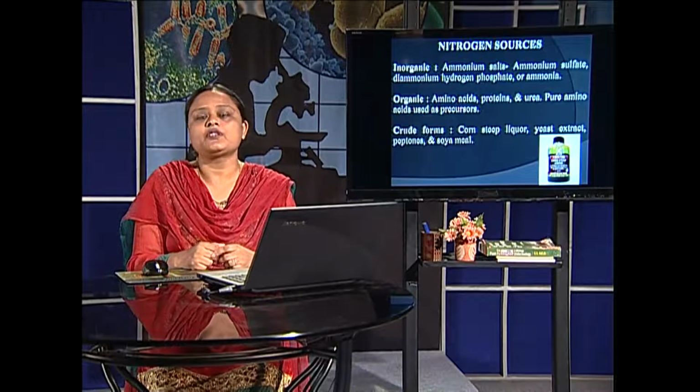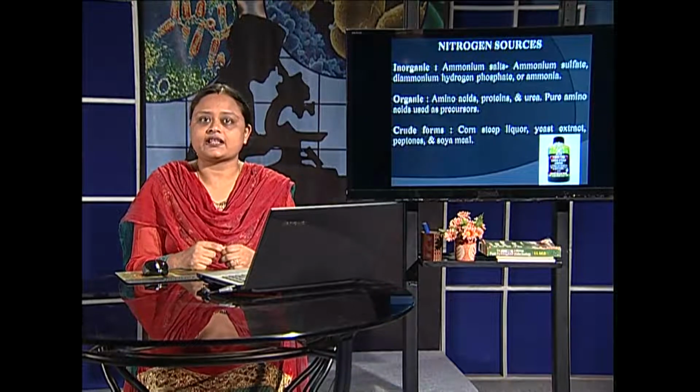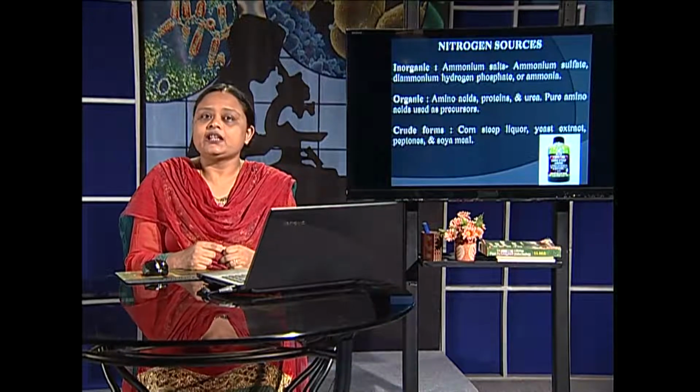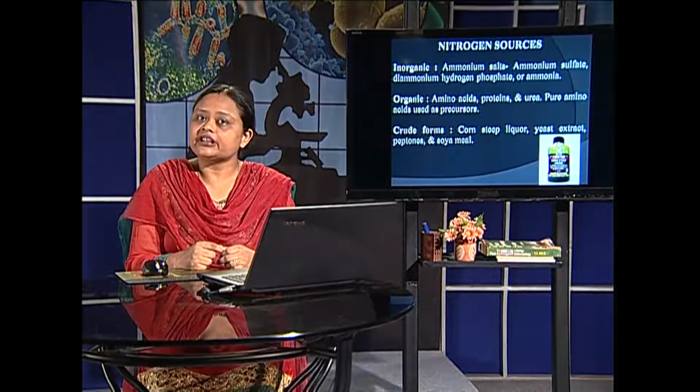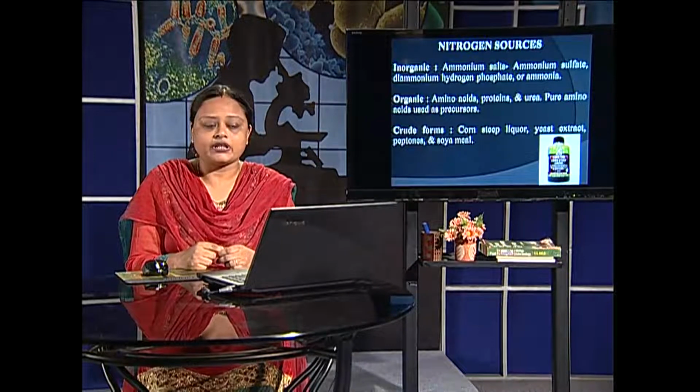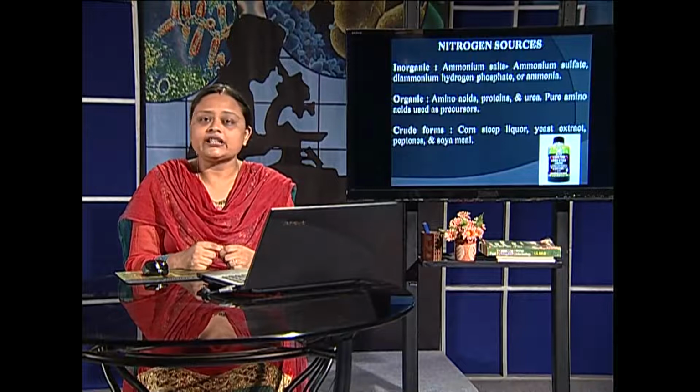Then we move on to the nitrogen source, the second in category. It can be in the inorganic form, organic form, or in the crude form. Now, inorganic and organic forms most often are used in the laboratory, and crude forms are generally used in industries. But if required, the inorganic and organic forms of nitrogen are also used in industries because nitrogen is required in lesser amounts as compared to carbon.